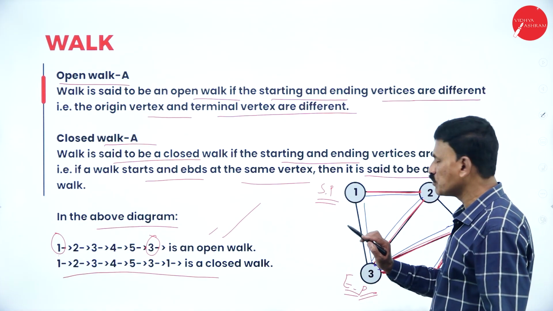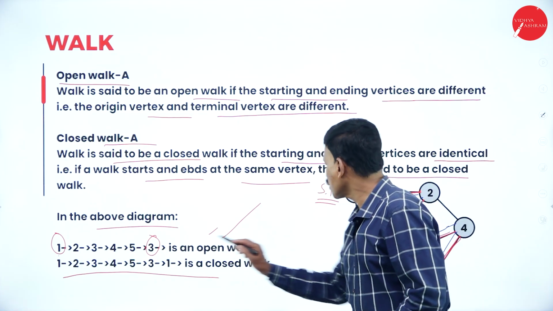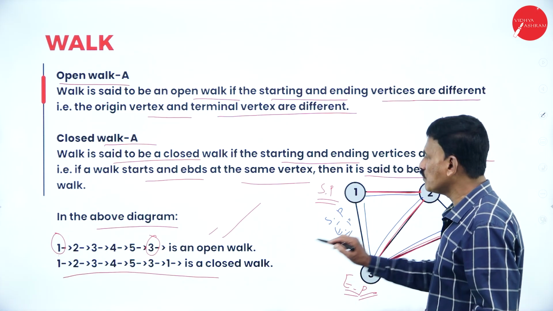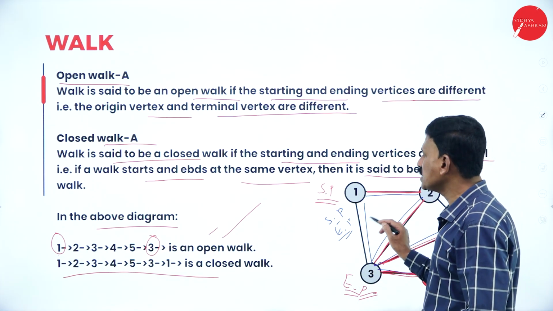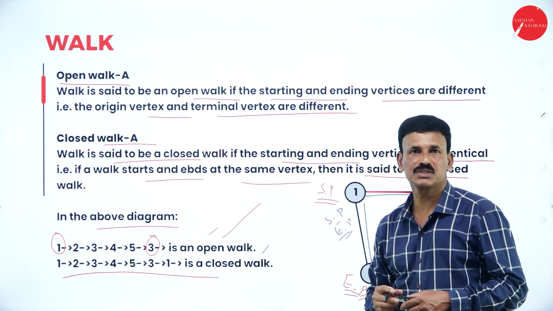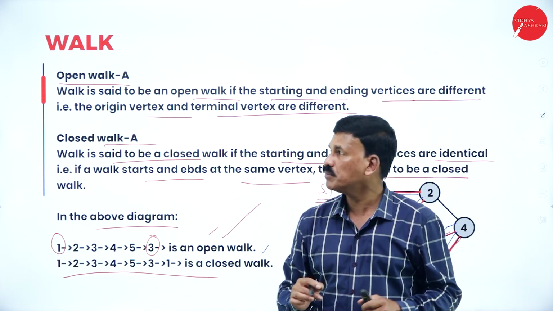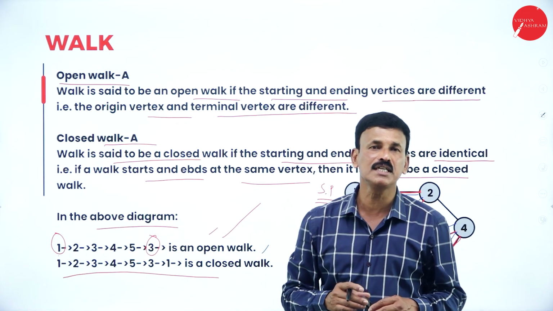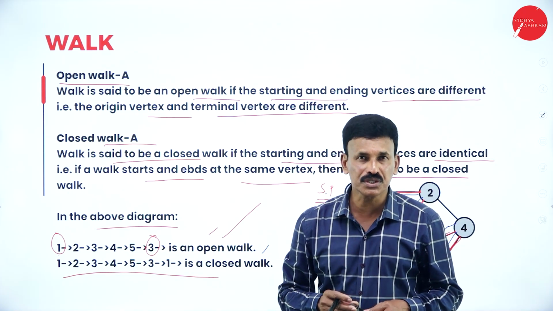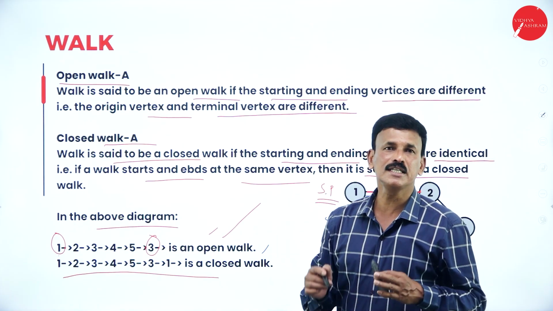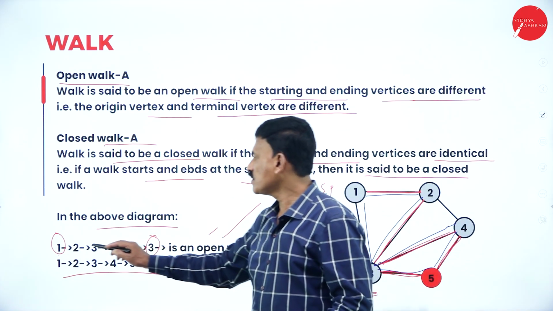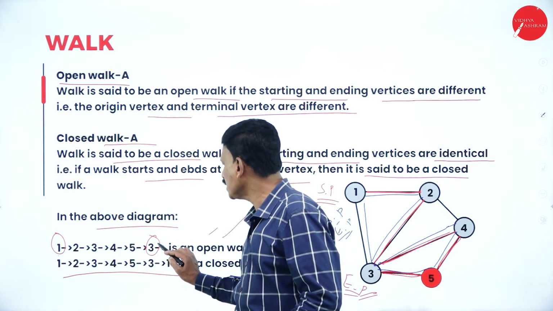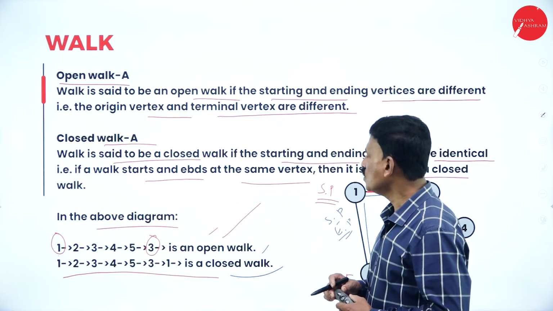See, this is closed. The blue line indicates it is closed. So here the starting point is 1 and the ending point is also 1. Therefore, this is an example for a closed walk. Very simple concept: in an open walk the starting point and ending point are different, whereas in a closed walk both are the same. It starts at 1 and ends at 1, which is a closed walk. It starts at 1 and ends at 3, which is an open walk.